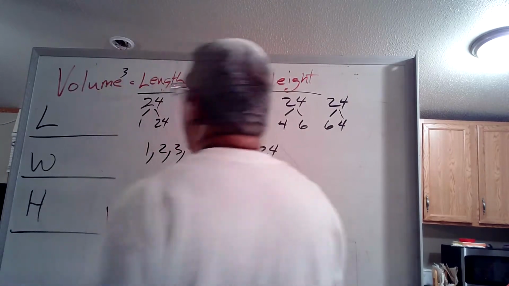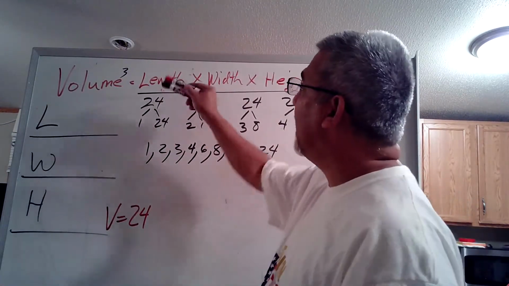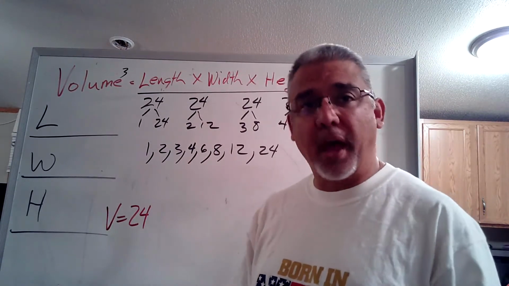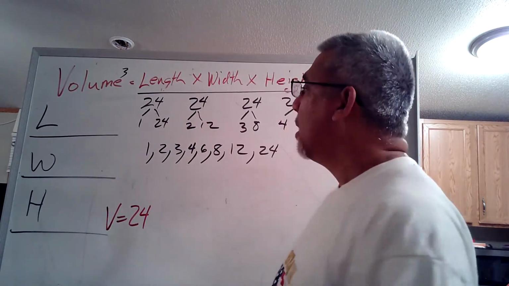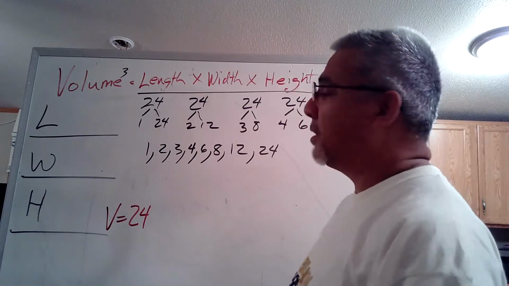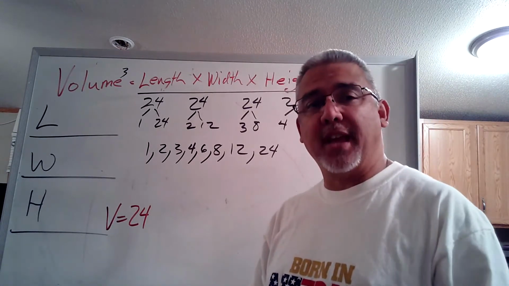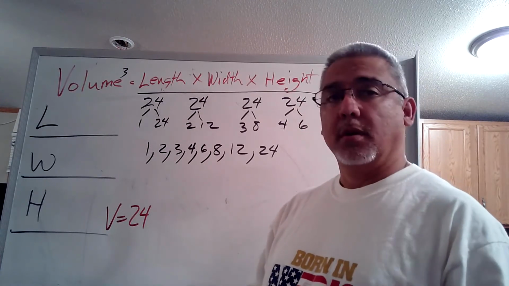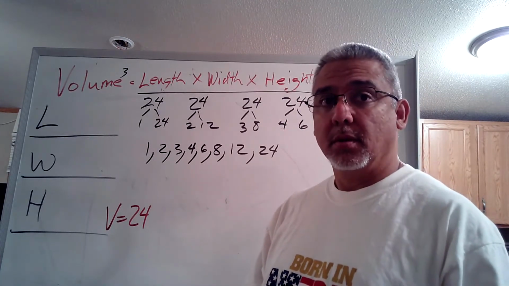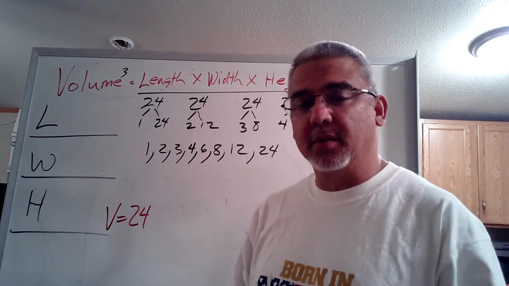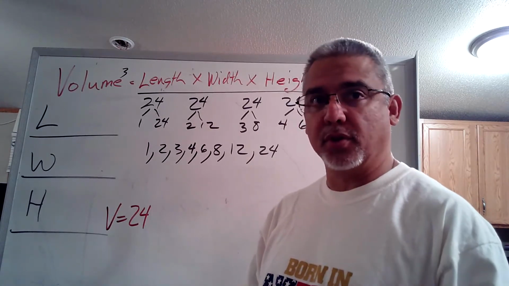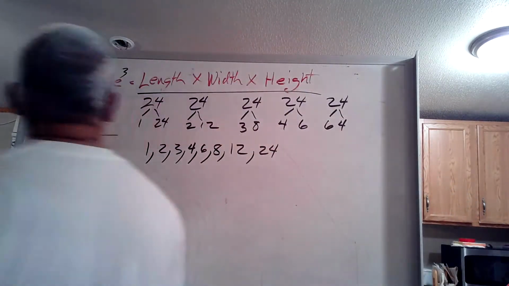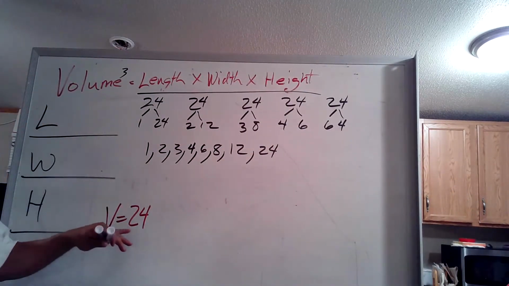All right, now I have been beating you up saying length times width times height, volume, over and over and over. And you have multiplied. So, what is special about today is I want you to come up with how many different possibilities you can move your numbers to get the same volume. All right, in this case here, we're going to say volume is equal to 24.